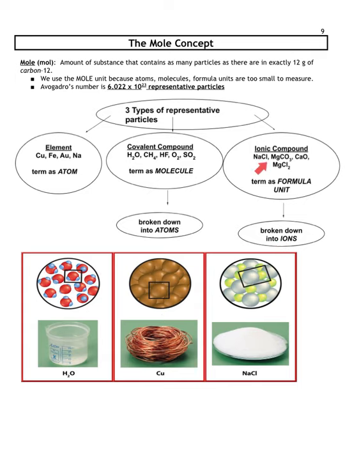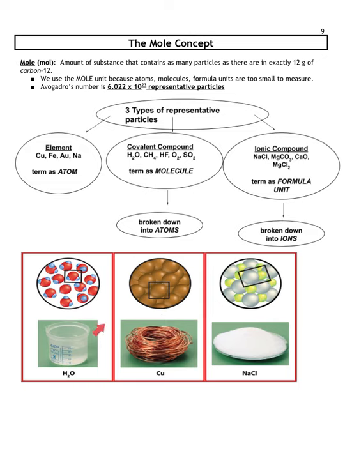Now, we can take a formula unit and break it down into separate ions. For instance, in sodium chloride, there are 2 separate ions: a cation, sodium ion, and an anion, chloride ion. If you look over here, magnesium chloride has 1 magnesium 2+ ion and 2 chloride ions. So you can actually break these ionic compounds into pieces called ions.